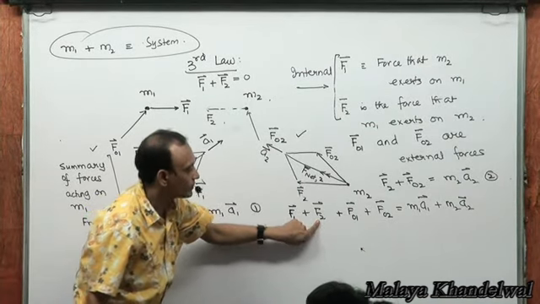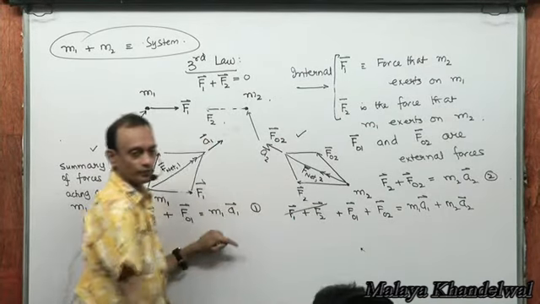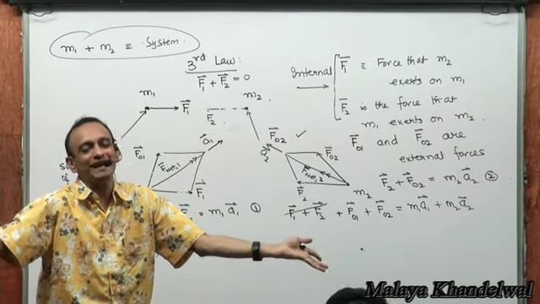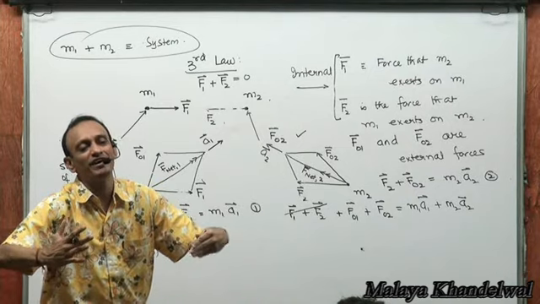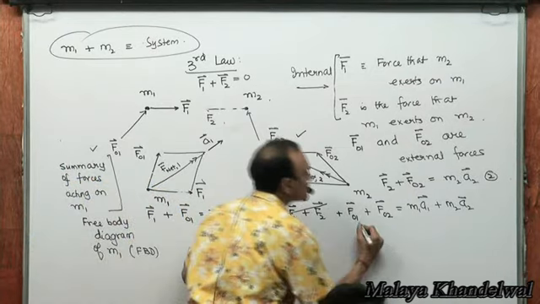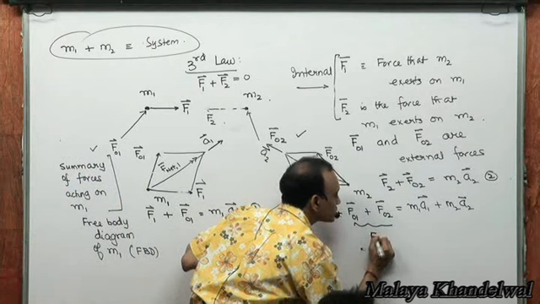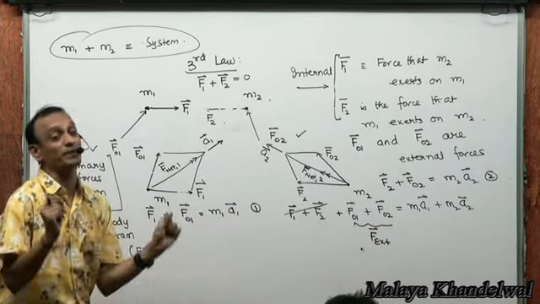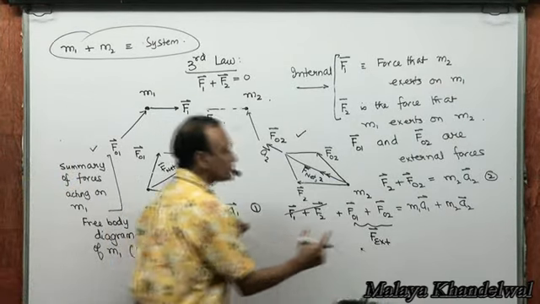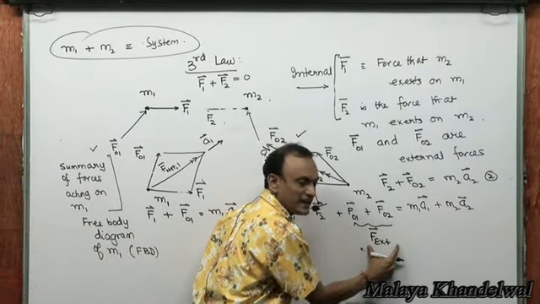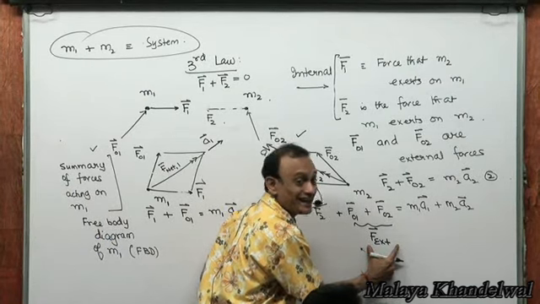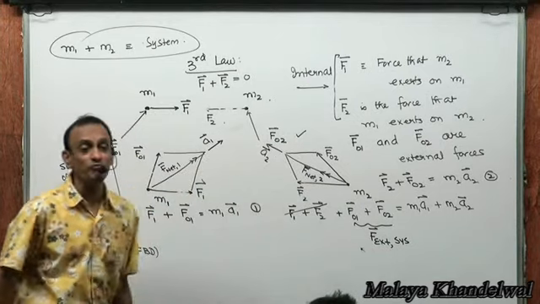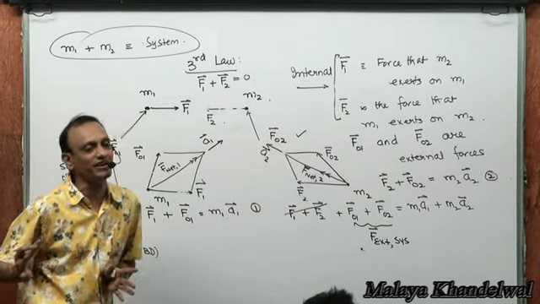This will be 0, right? So this turns out to be 0. And F01 plus F02 is the net external force acting on the system comprising M1 and M2. So this is the net external force acting on the system of particles comprising M1 and M2. This F01 plus F02 I designate as F net external acting on the system of particles, the system comprising M1 and M2.